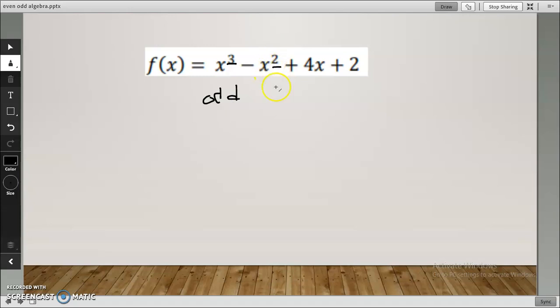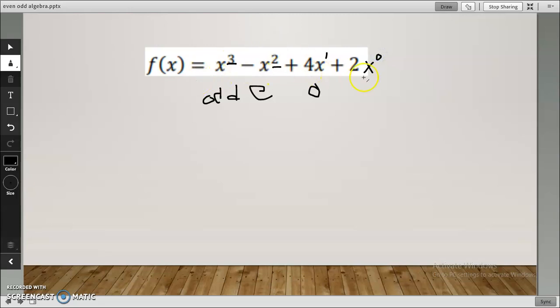2 is the next exponent. Well, 2 we know is even. I'm just going to put an E there for even. Here I have x, so we know really this is x to the 1. There's an invisible 1 right there. And 1 is an odd number. And then here I don't have an exponent at all. But really and truly I do, because there's an x to the 0 power here.